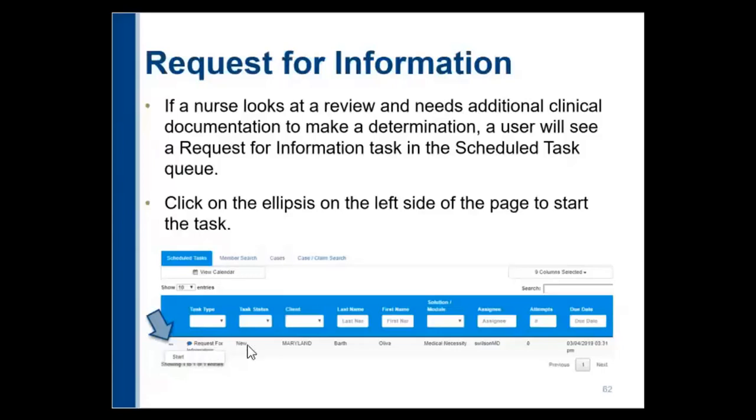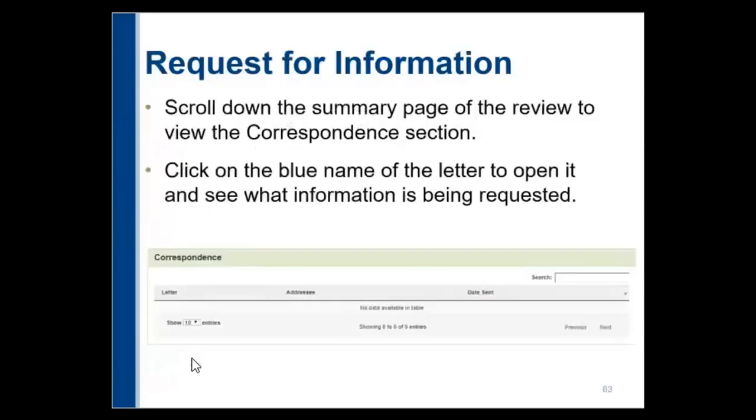To start this task and make sure that you're able to attach that clinical documentation, you'll click the ellipsis here on the left-hand side, and it'll open a menu with the word Start. You'll click on Start, and that will take you to the summary page where you can see all the information for the review. You'll scroll down that page to the very bottom, and you'll see a correspondence section.